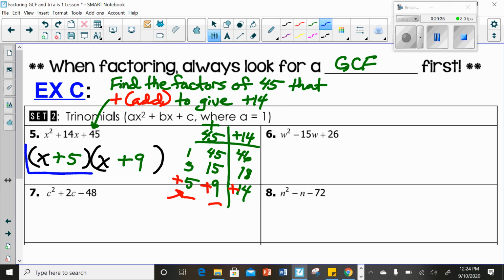You can re-multiply to check and make sure that you have the correct signs and the correct numbers. So in your head, you would be going x times x is x squared, so check that one. And then x times 9 would be 9x, and so that's one of your middle terms. Then 5 times x is 5x, so that 9x and 5x adds to give you the 14x, so there's a check. And then finally, 5 times 9 is 45, and so there's a check. So I know by re-multiplying that I must have factored correctly.